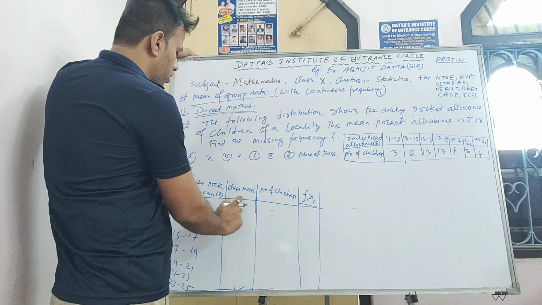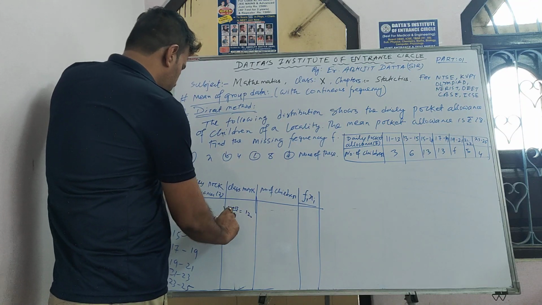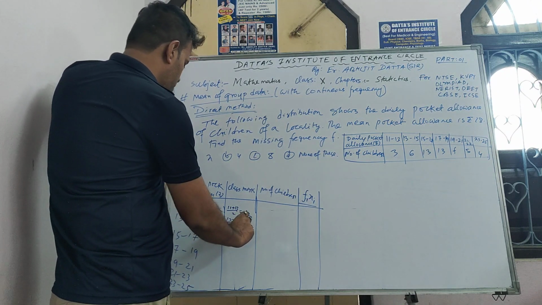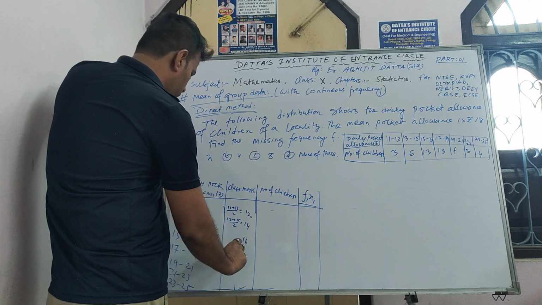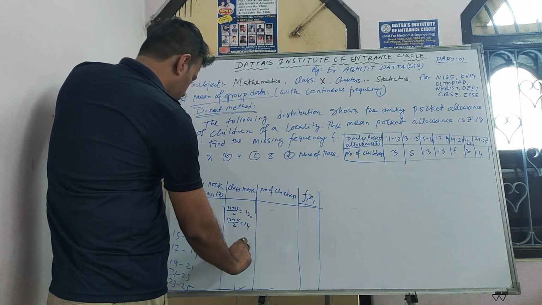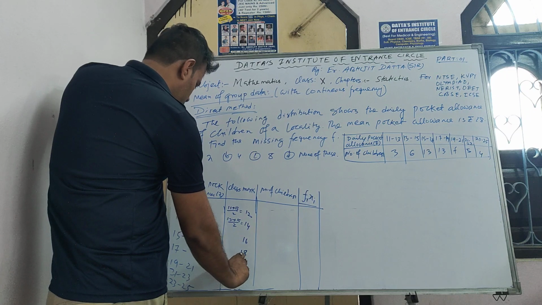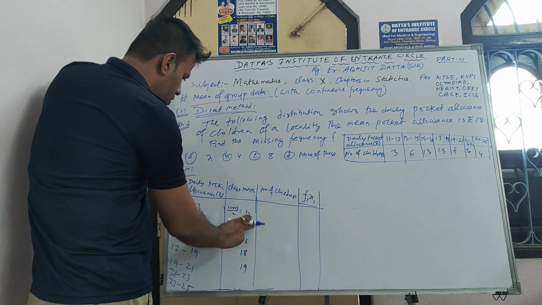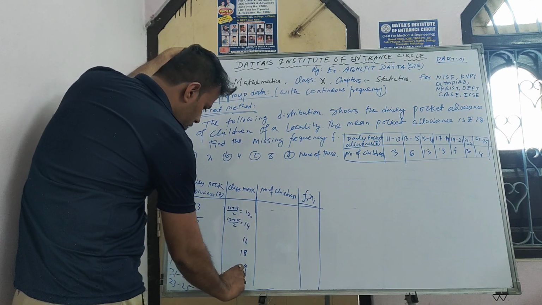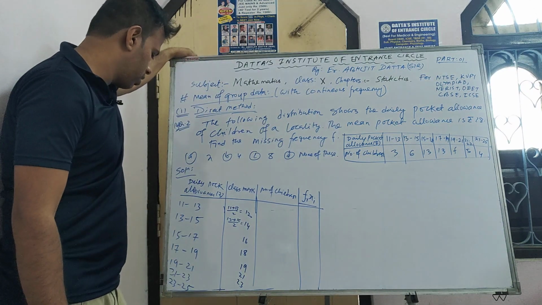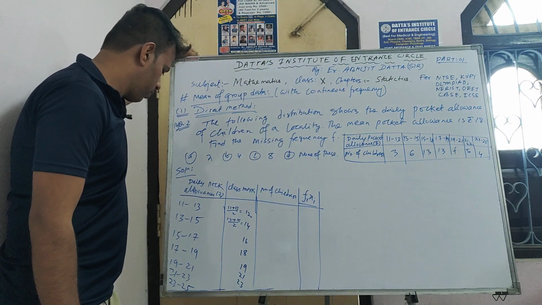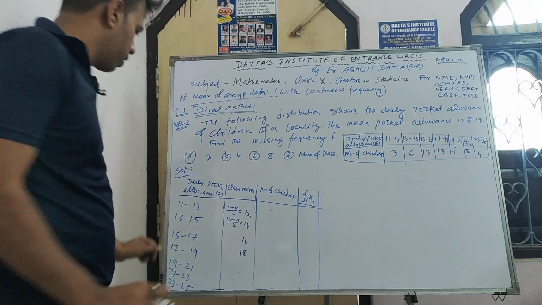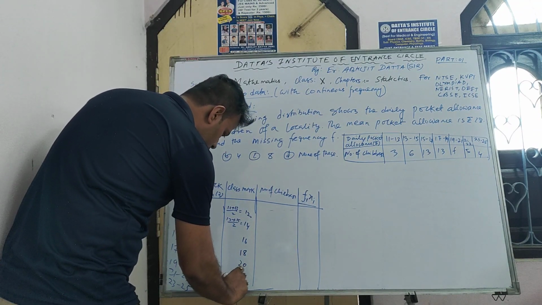That is 24, 24 by 2, that is 12. Similarly, 13 plus 15 by 2, that is 28 by 2, that is 14, and then it will be 16, 18, and so on. I'm making some mistake here. It will be 20, it will be 22, and it will be 24.